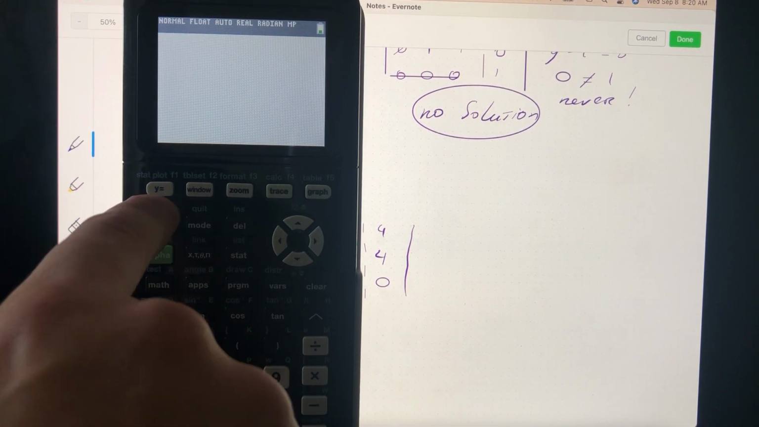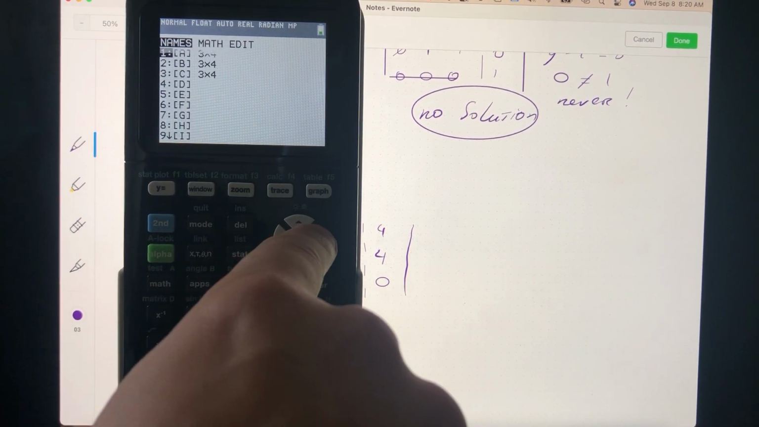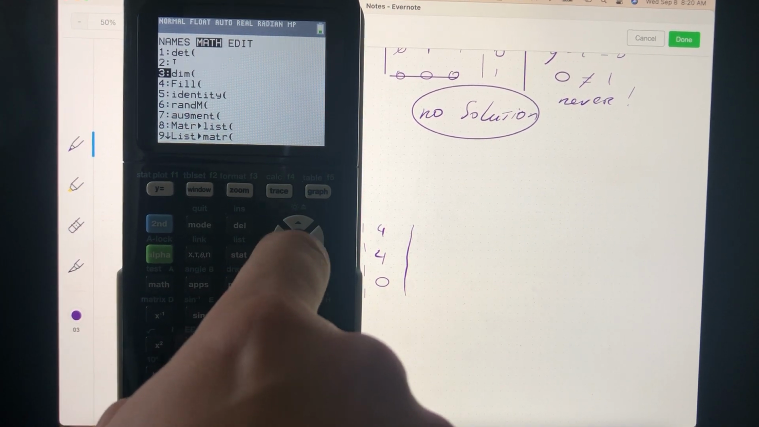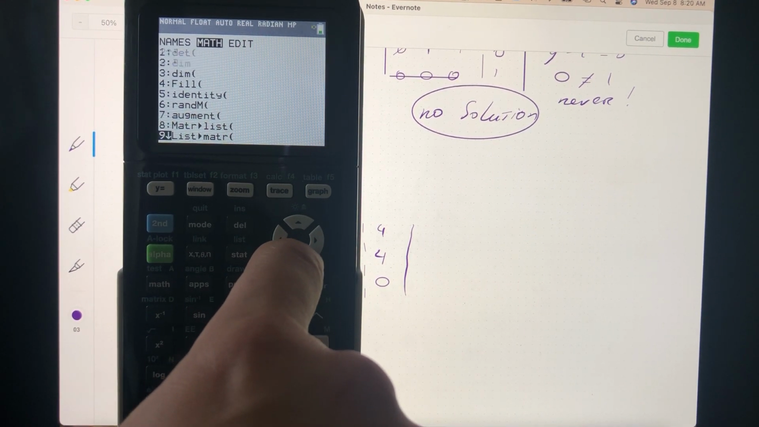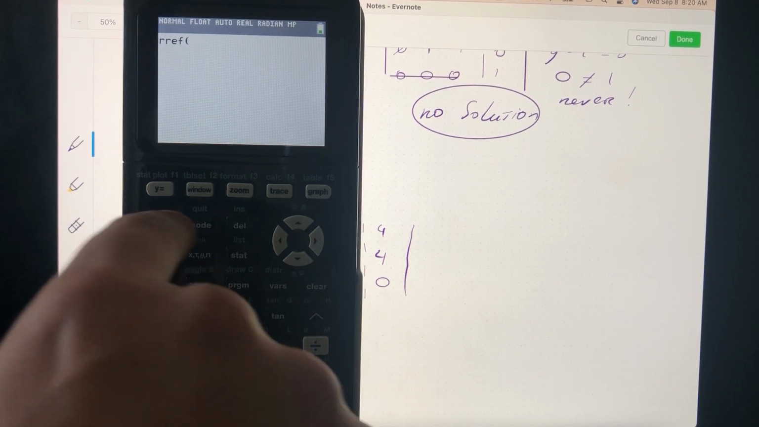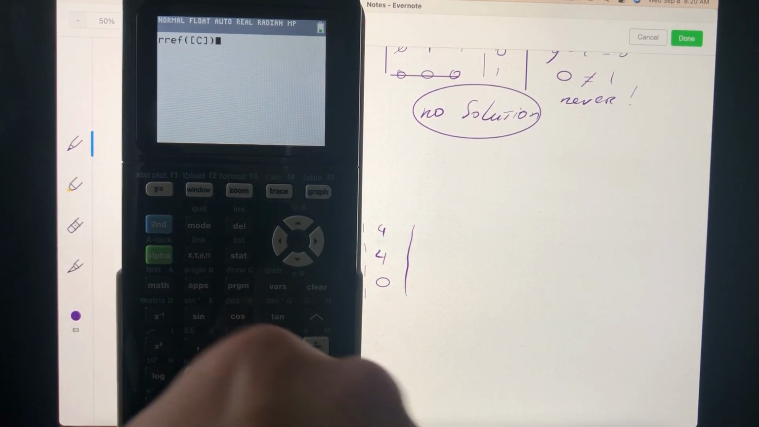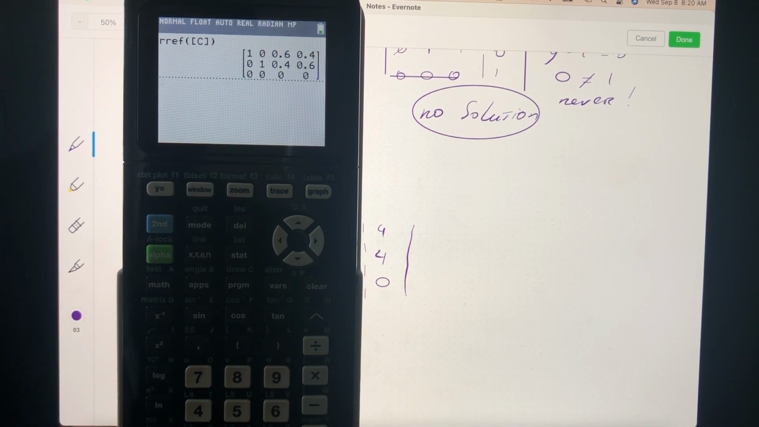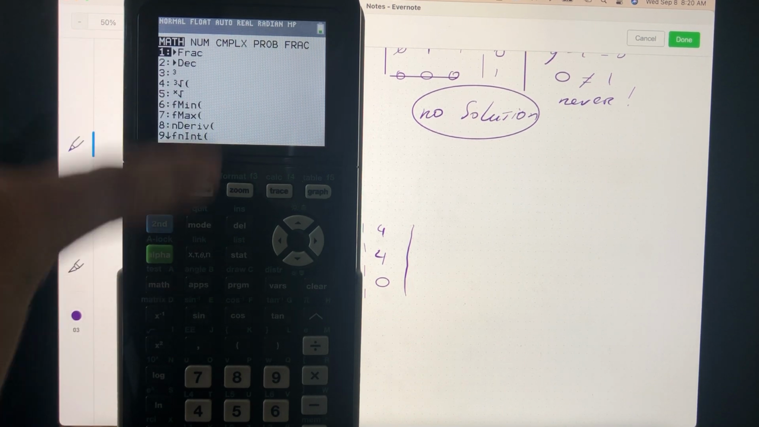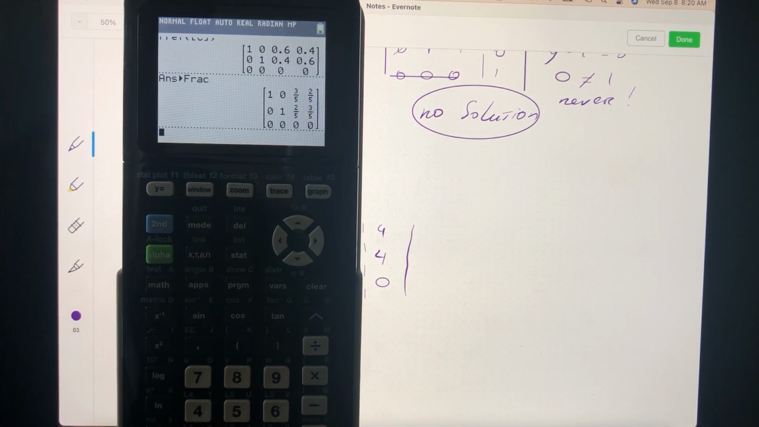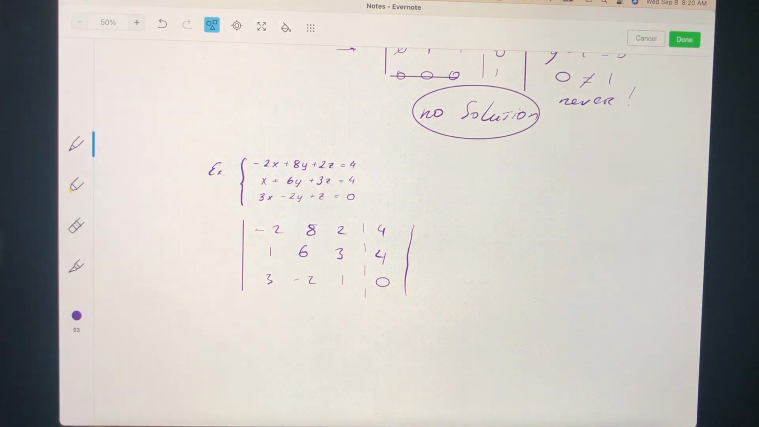Let's exit. Second quit is exit. Now we go back to the matrix and we choose math. Going to reduce to echelon form and putting in the matrix C. And then going to the matrix, choosing matrix C and enter. So here's what the calculator says. The answers are in decimals. We can change them into fractions by going to the math and changing everything into fractions. Most of the answers are going to be in fractional form as opposed to decimal. Let's copy this over and see what that means.